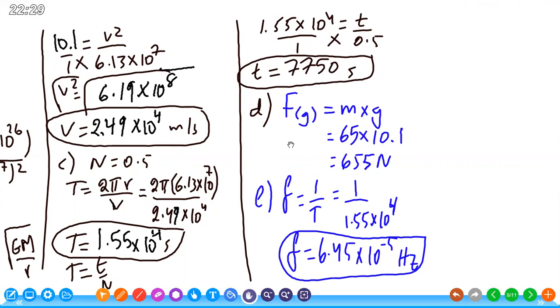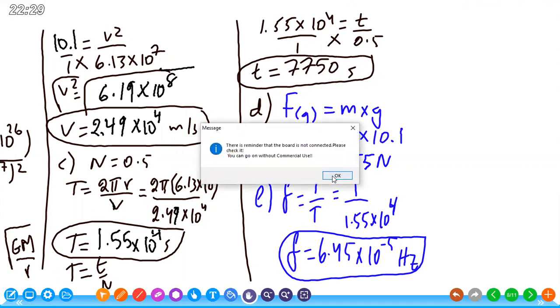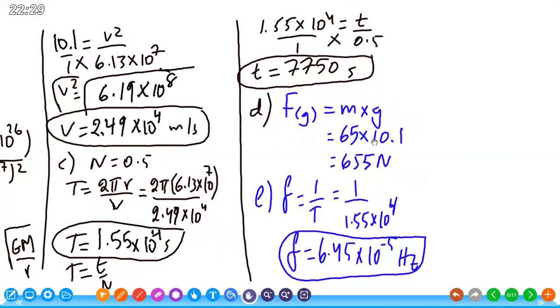Now here, part D of the question, it was find the force of gravity. So I can use G m1 m2 over r squared, or simply mg. I get small g, so I can use mg. M is 65 kilogram. g, I get it at that height, 10.1. So I will get 655 Newton.